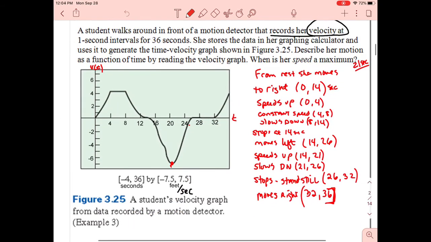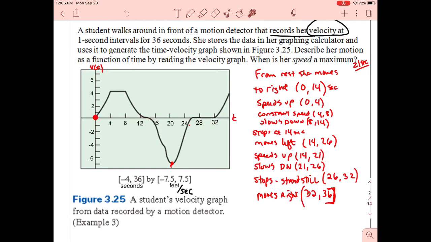So now let's take a look at this example. We have a student that walks in front of a motion detector, and it records her velocity at 1-second intervals for 36 seconds. She stores the data in her graphing calculator and uses it to generate a time-velocity graph shown right here. We're supposed to describe her motion as a function of time by reading this graph, and when is her speed a maximum. So on the y-axis, the y-coordinate gives her velocity at any time t on the x-axis.